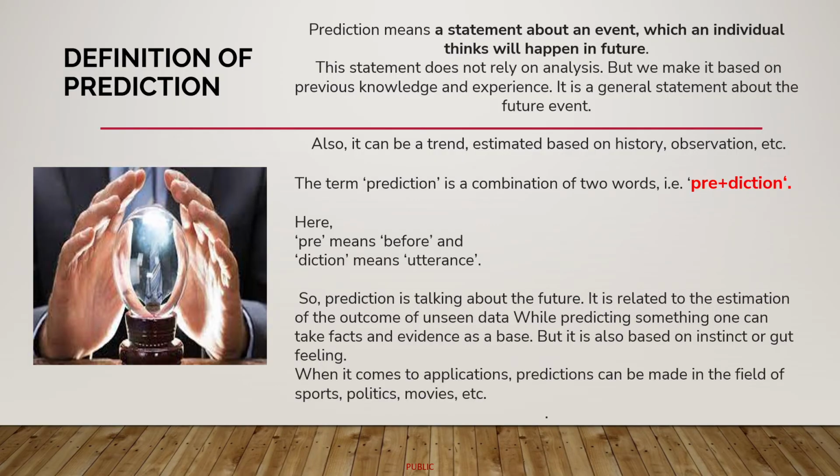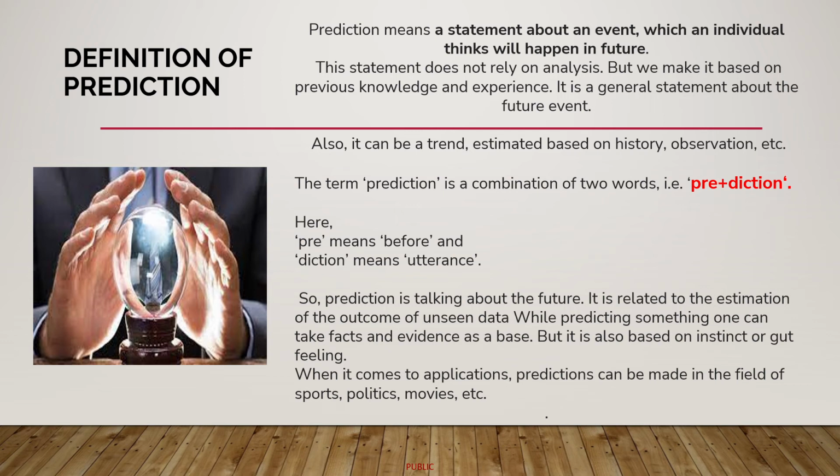So the definition of prediction. Basically, prediction means a statement about an event which an individual thinks will happen in future. This statement does not rely on analysis, but we make it based on previous knowledge and experience. So it is a general statement about the future event. Also, it can be a trend estimated based on history, observation, etc.